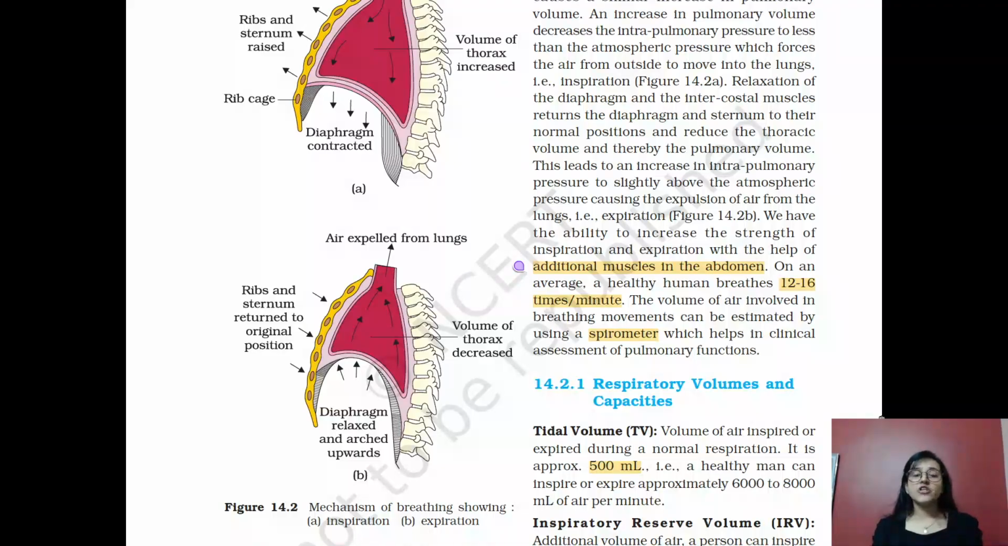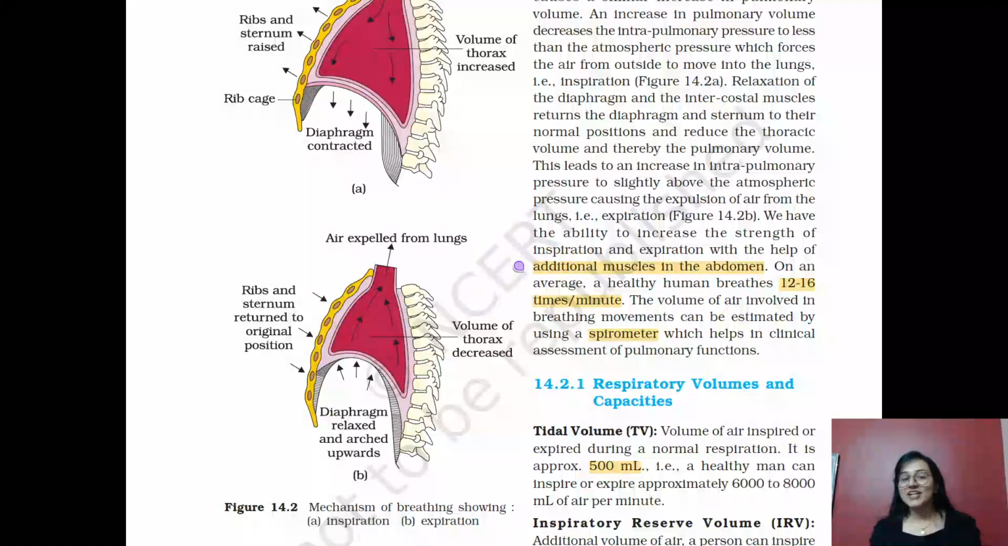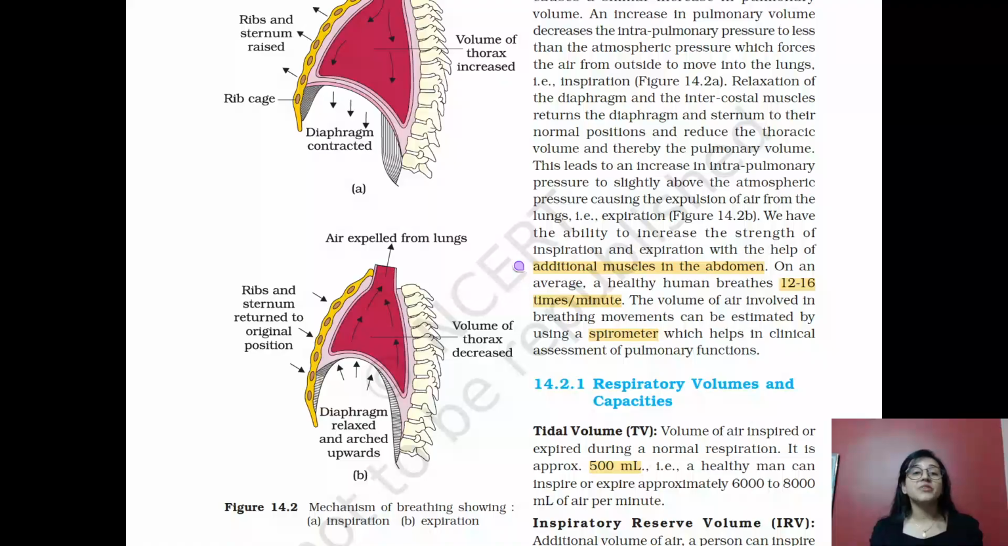On an average, a healthy human breathes 12 to 16 times per minute. This is very important. You can do it as a little experiment. Take a stopwatch and start counting how many times you are breathing in and breathing out within 60 seconds. So the average is 12 to 16 times per minute for a healthy human being.